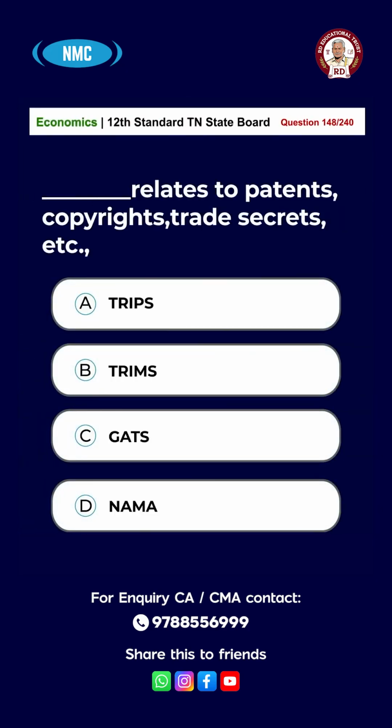Question number 148. Dash relates to the patents, copyrights, trade secrets, etc. A. TRIPS, B. TRINS, C. GATT, D. NAMA. The answer is option A.